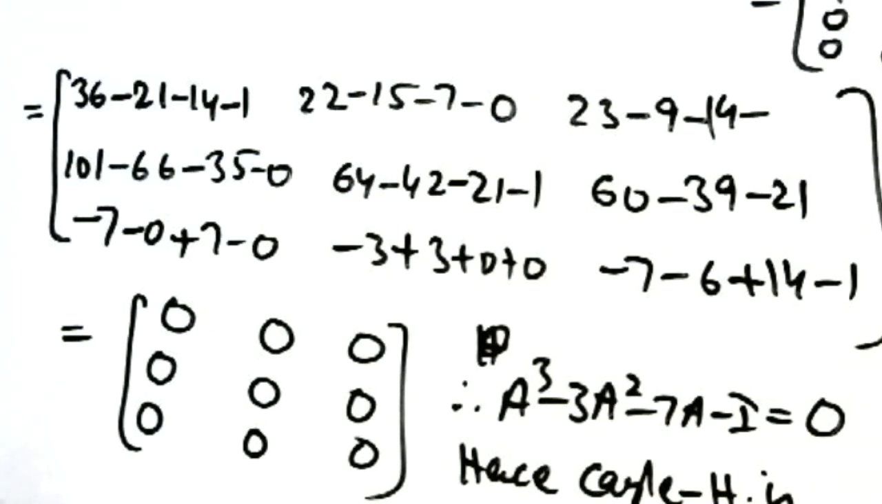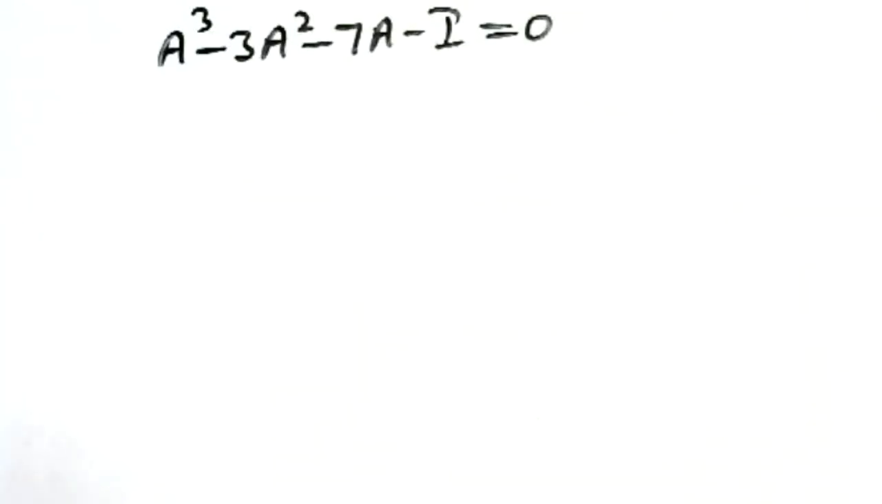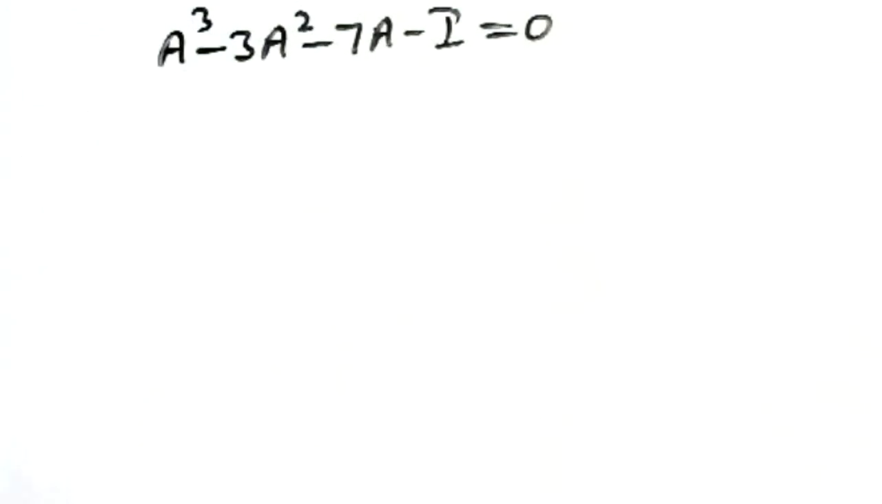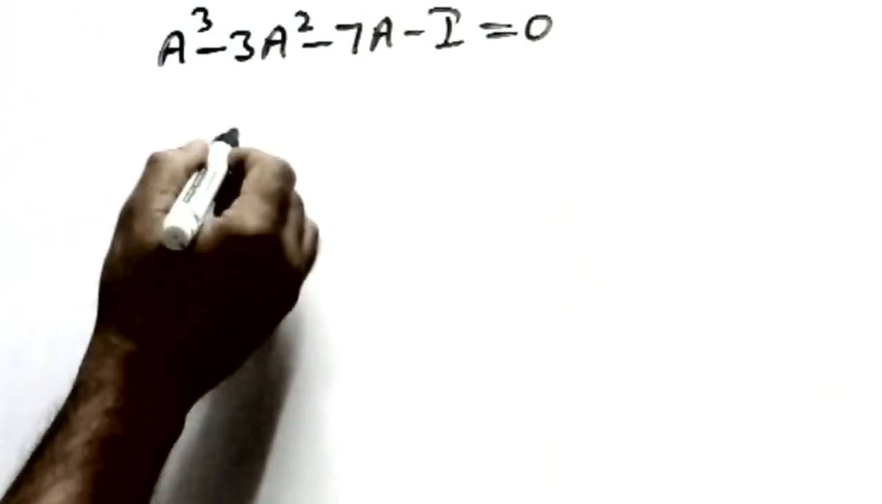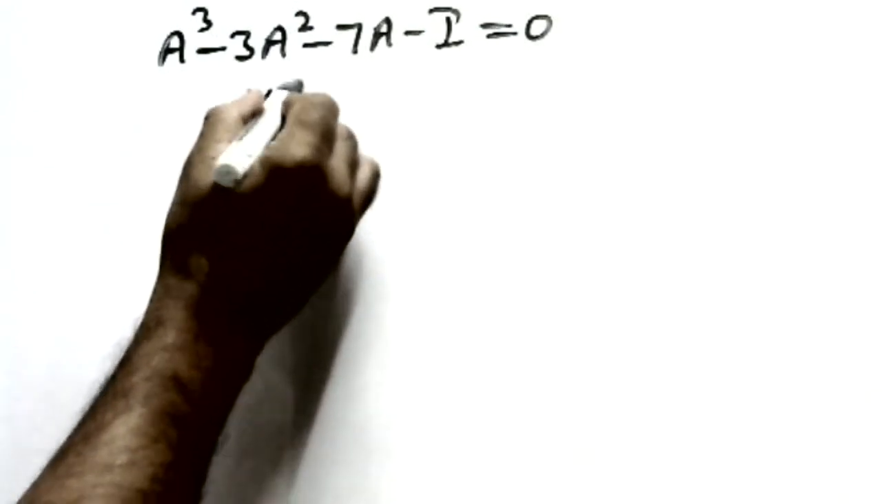Now we have to go to the next part. We have to find A inverse. Using this we will find A inverse. Now using the Cayley-Hamilton theorem, we have to find A inverse. We can find A inverse directly, but here the question is that using this equation we have to find A inverse. So the first step is to multiply each term by A inverse.